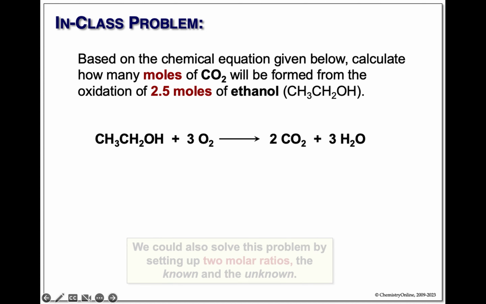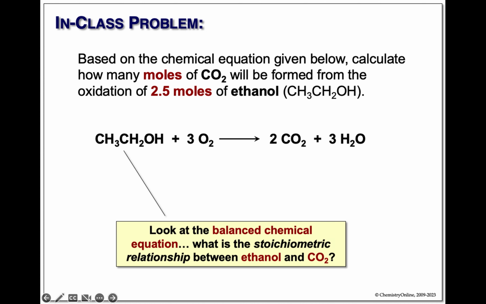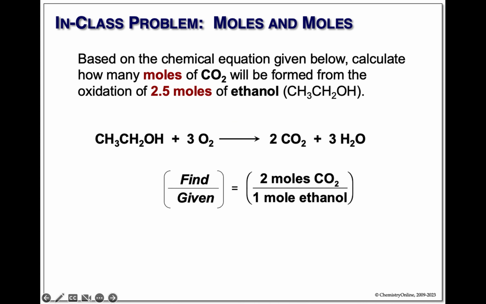Saves you a couple steps. We look at our balanced equation. Once again, 2 CO2s for every ethanol. That's our known ratio. The unknown ratio, we're looking at our problem here. We want to put our find and divide it by our given.